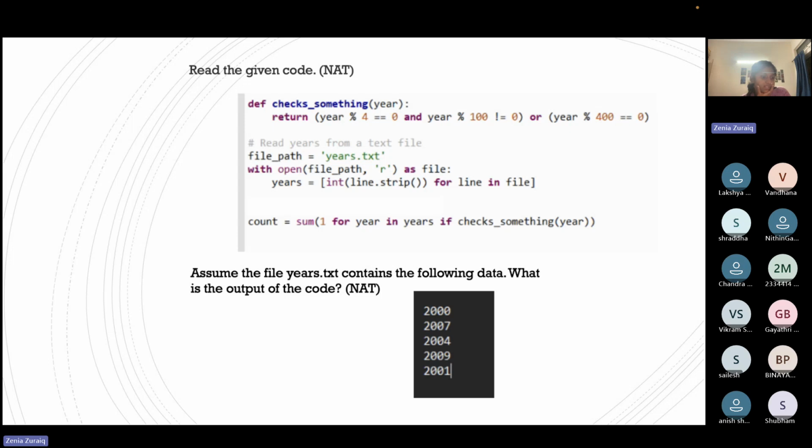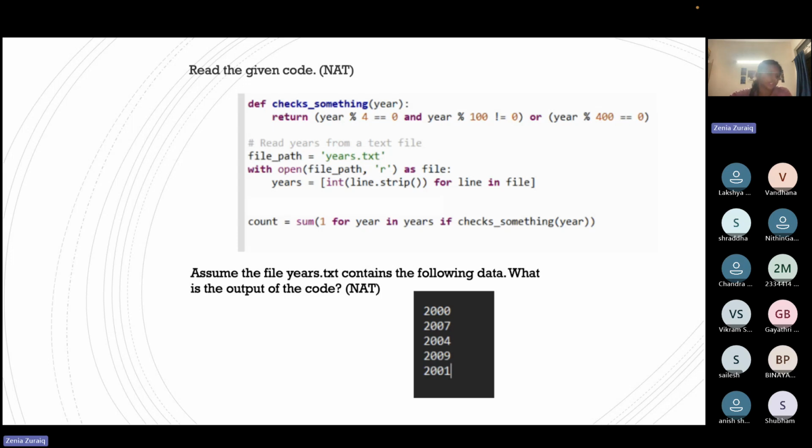I only see one answer in the question. Okay, fine. One person has identified what this code is doing. Very good. The function checks for the leap year. Correct. So what should then be the output of the code? If I run this code, what should I get? Okay, someone says 2.